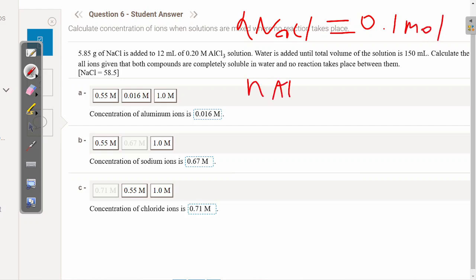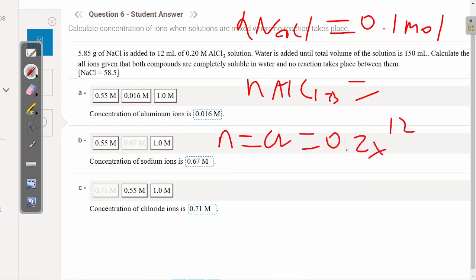And for AlCl3, you use n equals CV, since they give you the volume and the concentration. n equals CV, so 0.2 times 12 over 1000, because you want it in liters, you will get 2.4 times 10 to the negative 3.